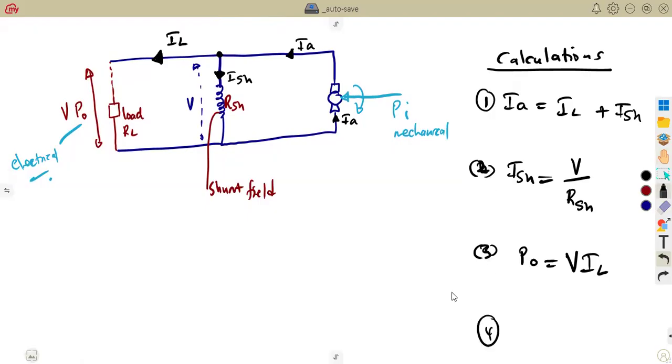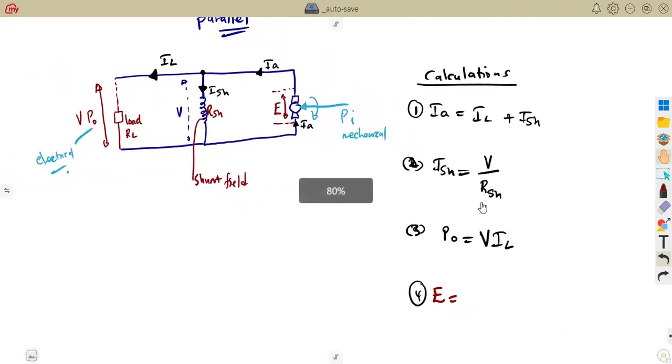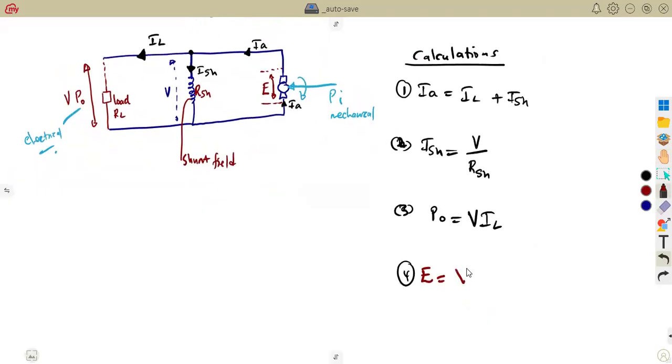This one, three. Let's consider the EMF generated. Remember, according to this here, is the EMF that is generated. So the EMF generated, as I said, from the EMF equation, considering that this is a generator, states that it's V plus the armature current times the resistance of the armature circuit. According to this diagram, the armature circuit is only its resistance there. We do not have anything connected in series.